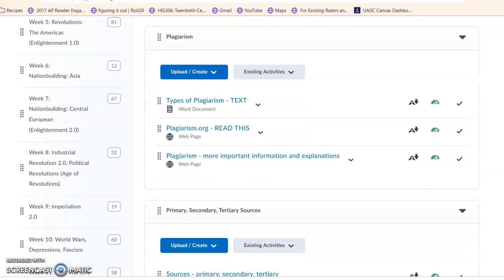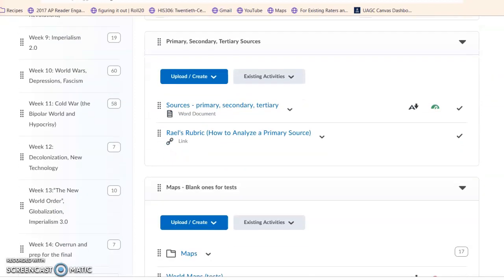In this first section, there are also some other subfolders like the one on plagiarism, which I hope I don't have to explain again, but I will if I have to. Primary, secondary, tertiary sources. These are important because from this point forward, you're going to be using primary sources in all of your required journal entries, the first one of which is due in the third week, and there are 5 total. You'll be using a minimum of 2 primary sources.